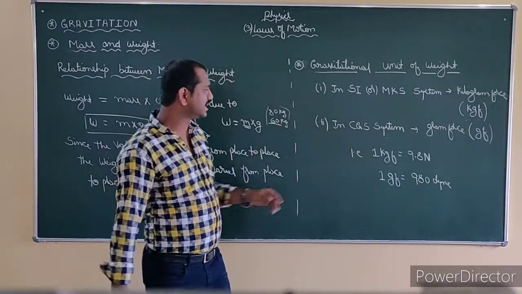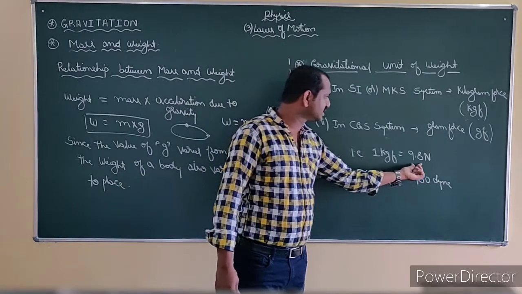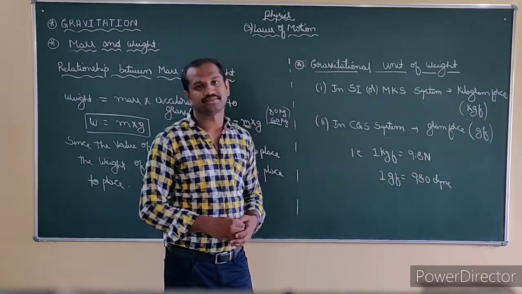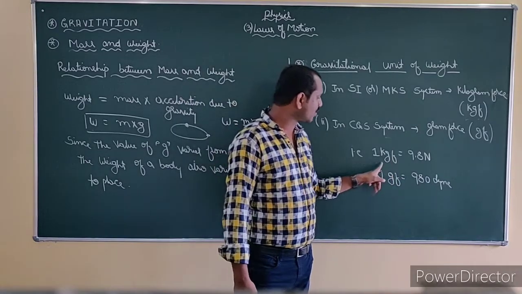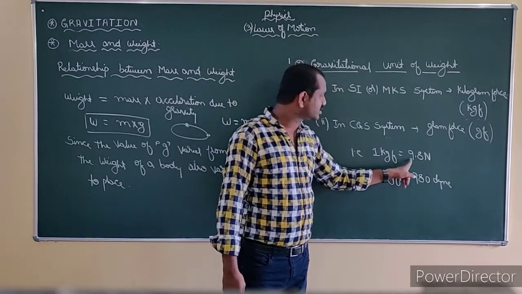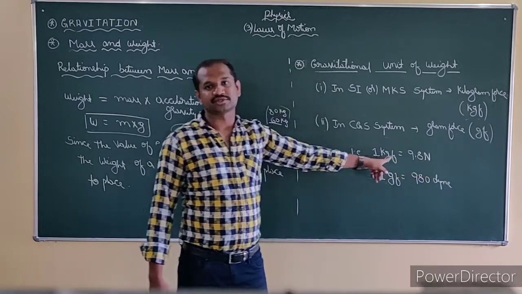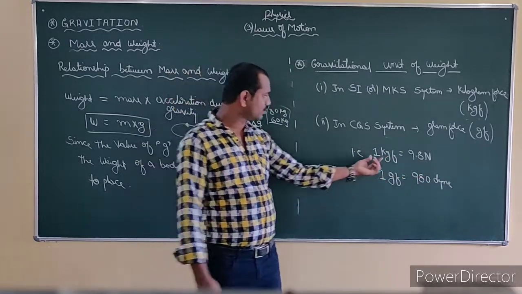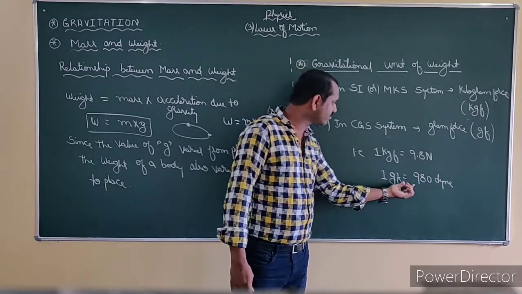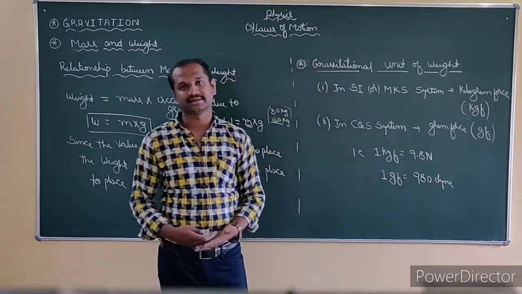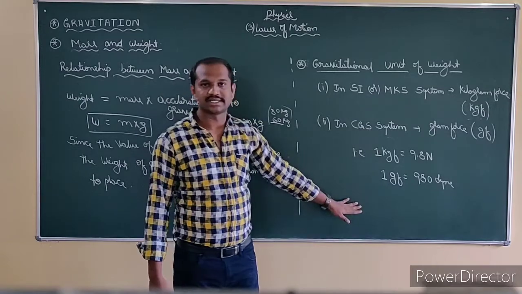And how are they related? 1 kilogram force is 9.8 Newton. That is the value of 1 kilogram force. What is the relationship between the gravitational unit of force and the SI unit of force? How are the both related? That is, 1 kilogram force is equal to 9.8 Newton and 1 gram force is equal to 980 dyne. This is very, very important, these relations.